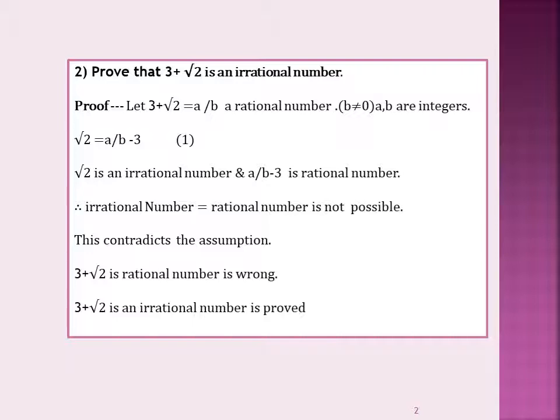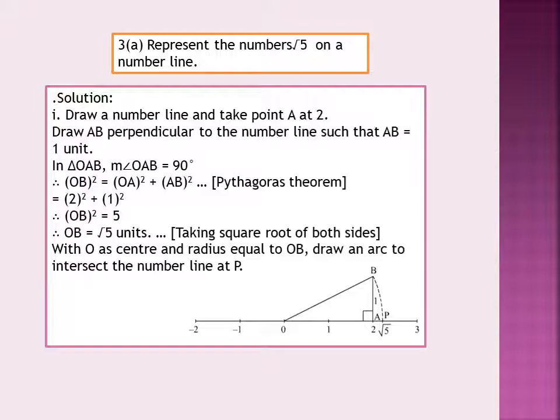Both proofs are the same. In the last proof we used multiplication opposite division, and in this proof addition opposite subtraction only, and shown that irrational equal to rational is not possible.